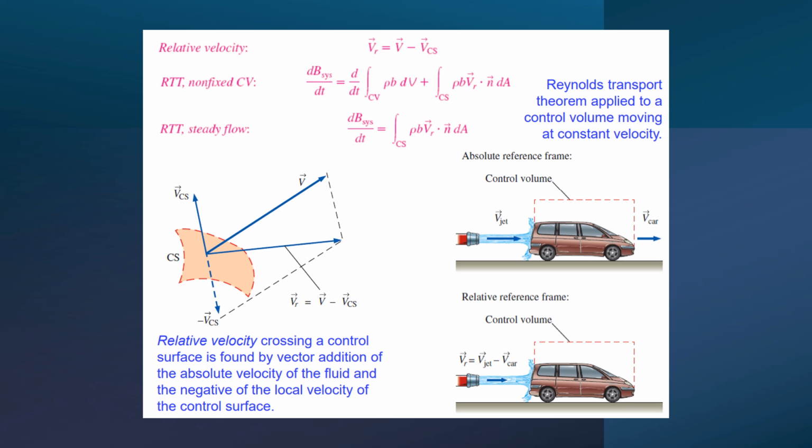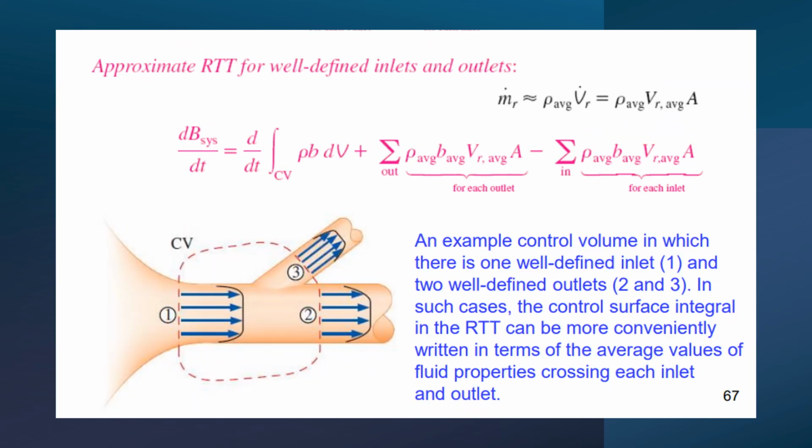As we can see, there are diagrams given below of a car, V-jet and V-car. Relative reference frame control volume, where VR equals V-jet minus V-car. As the slide shows, the equations are given for the approximate RTT for well-defined inlets and outlets. From the diagram, we can see an example control volume in which there is one well-defined inlet 1 and two well-defined outlets, which are 2 and 3. In such cases, the control surface integral in RTT can be more conveniently written in terms of the average values of fluid properties crossing each inlet and outlet.